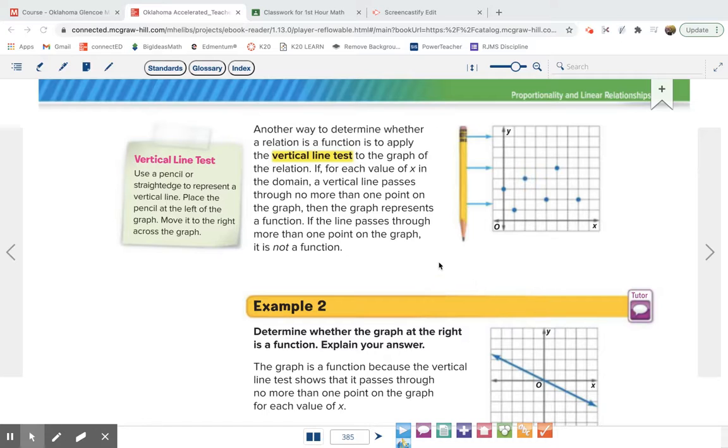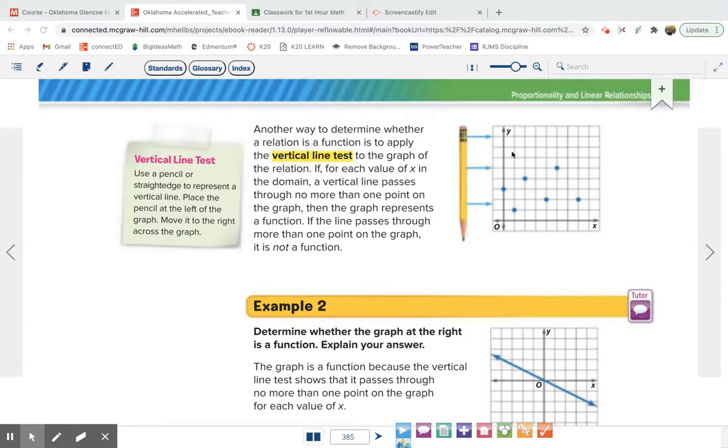Okay, so now we're going to look at a vertical line test, and it means exactly what it says. You can take your pencil and lay it vertically, which means up and down, on your paper, on the graph, or on the screen, and you can test. If it ever crosses the line more than once in the same spot, it is not a function. If it only ever crosses once, it is a function.